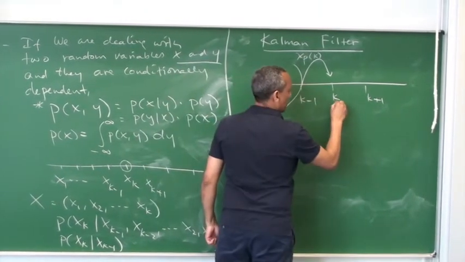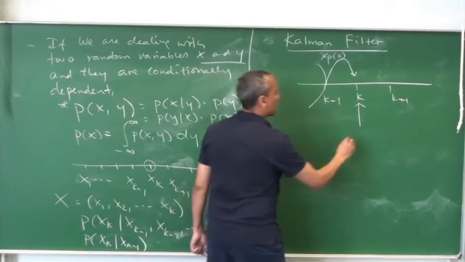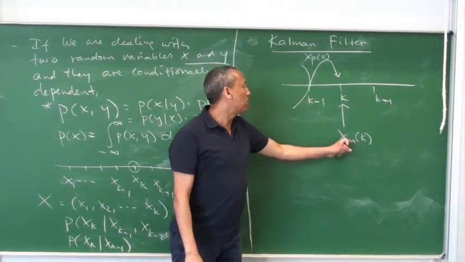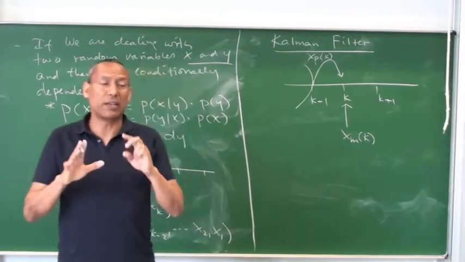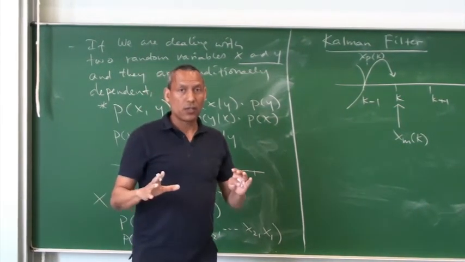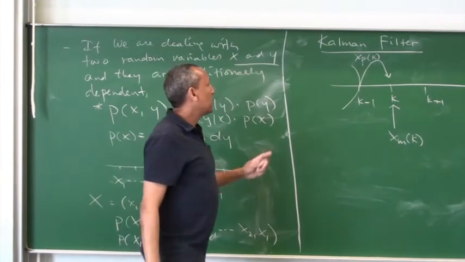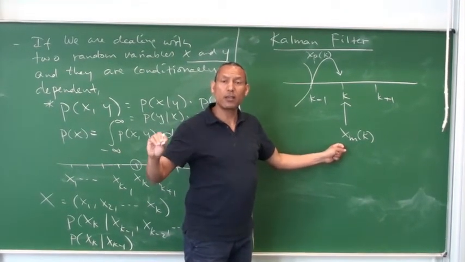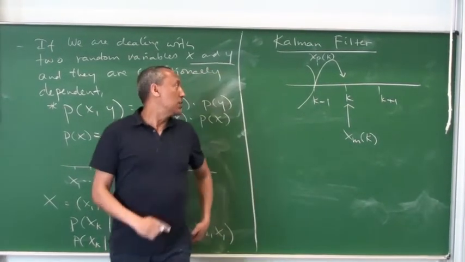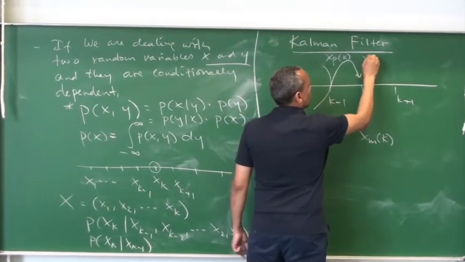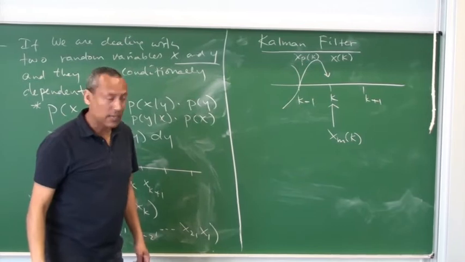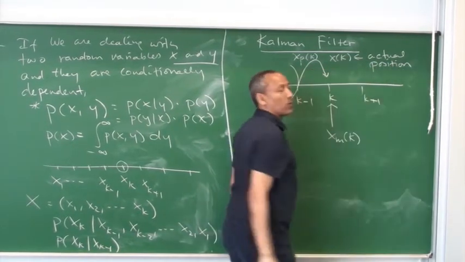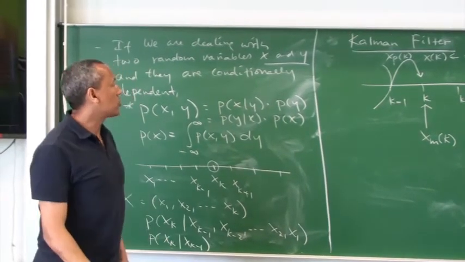When the time comes, we make a measurement, and this measurement is Xm of K. The measurement holds for the time k. Both of them are random variables. But in other words, in both cases, we sense or we suspect that they have something to do with the actual position of the robot, but also contain some error. So the best estimation, remember, we wish to reason about X of K. This is the actual position of the robot.